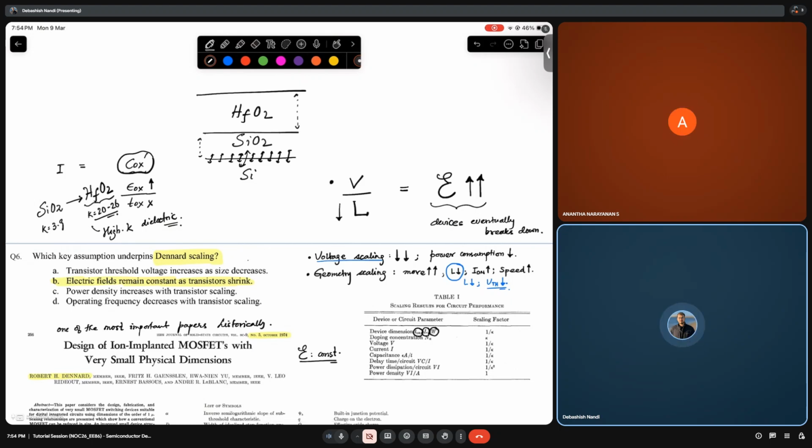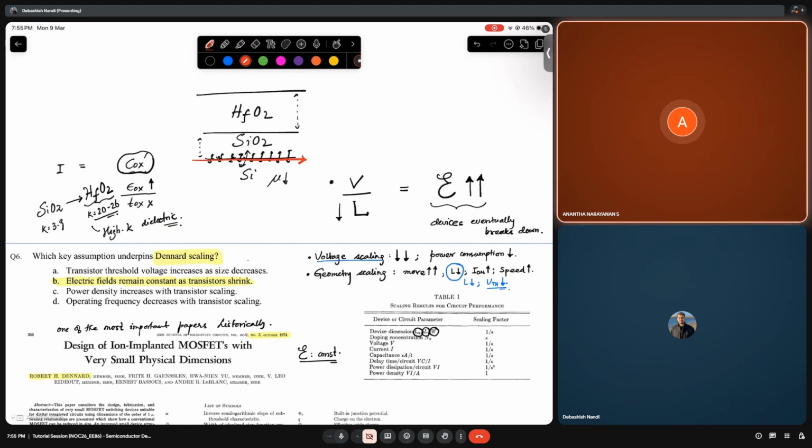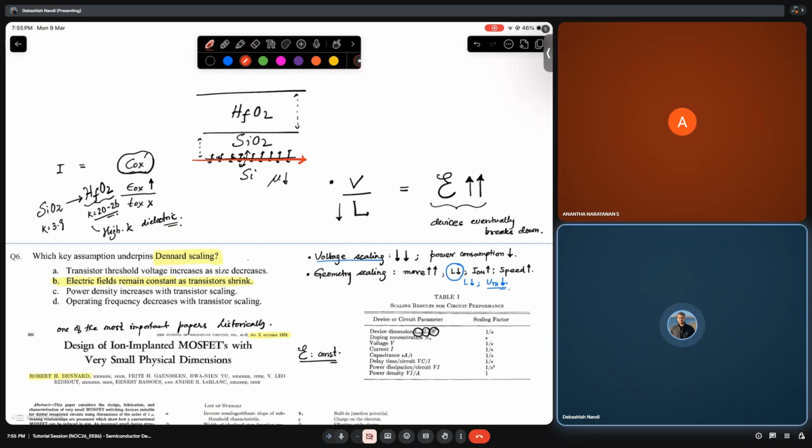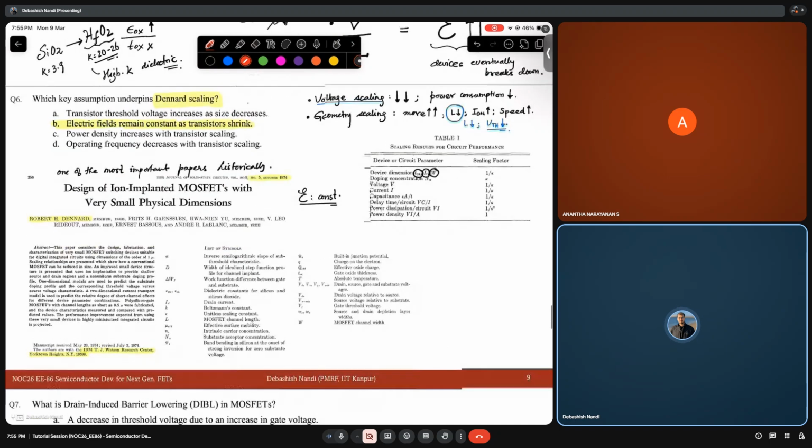But if it is something else, there will be interface states which will degrade your mobility due to surface roughness scattering. Remember that your carriers are flowing in this interface only. So your interface needs to be very clean. So that's why we need compatible materials, and not just any random insulator. Exactly. People have tried multiple things. Believe me, SiO2 is the best material for silicon, being its native oxide. Those things will be discussed later as well.